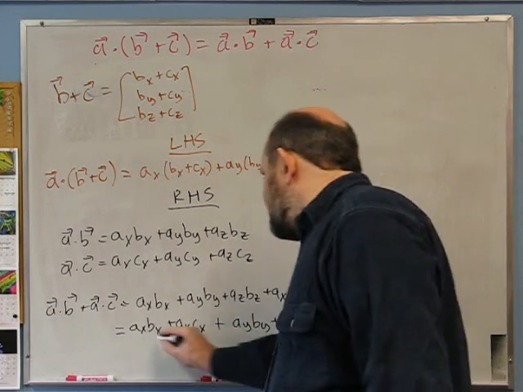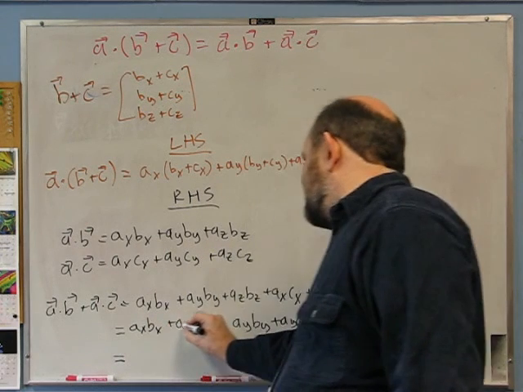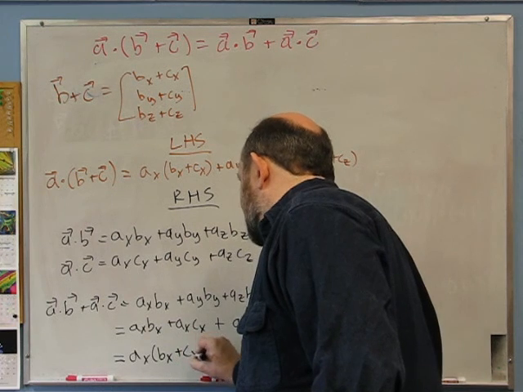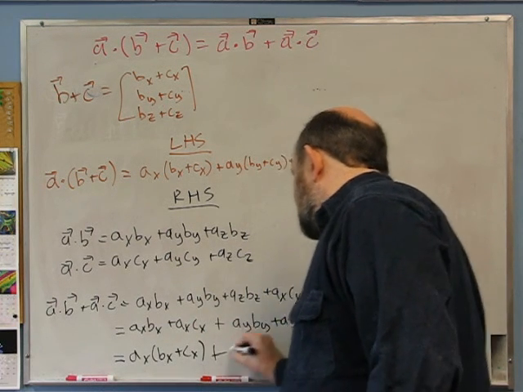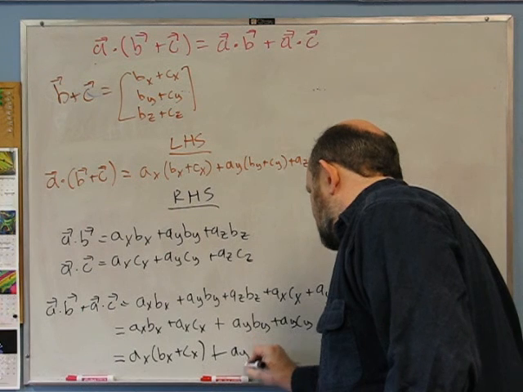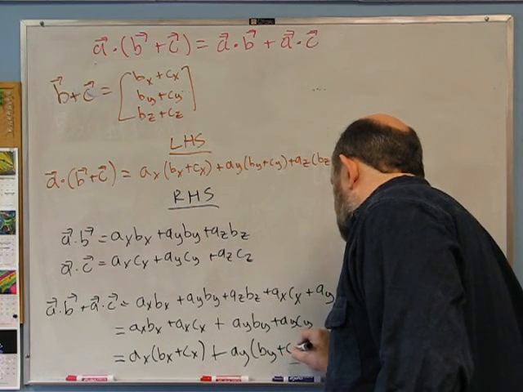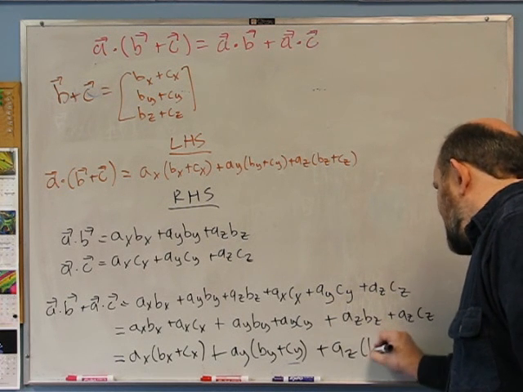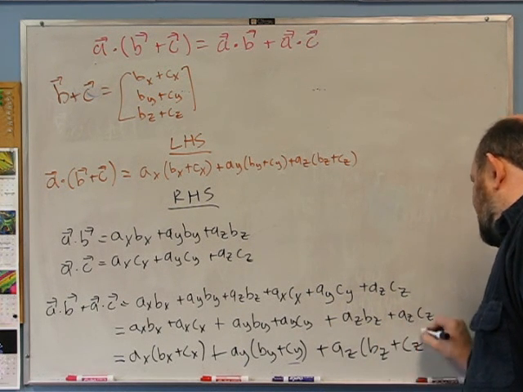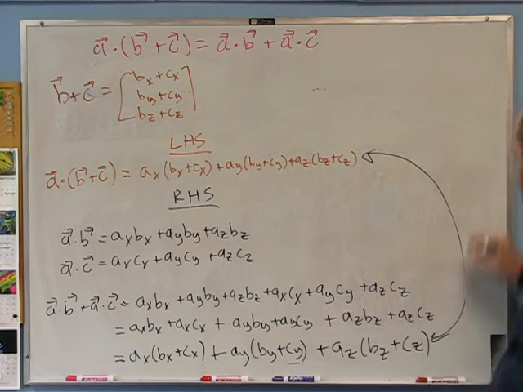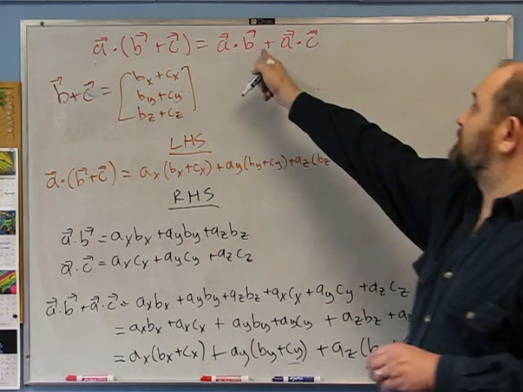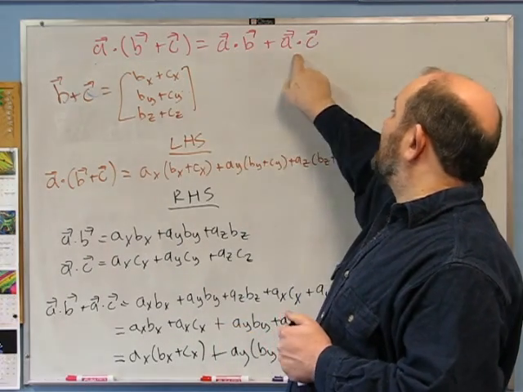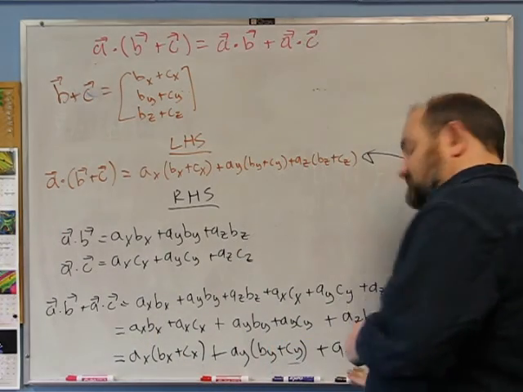Okay, but now when I see this, I know how to factor Ax out of this little piece, so I can say Ax times Bx plus Cx. Oh, look, I can factor Ay out of this little piece. And I can factor Az out of this little piece. And now, if I look at this and this, they are exactly the same. So that proves that distribution works for dot products. So now if you ever see a construction like this, you could rewrite it like this and vice versa. That's the third problem.